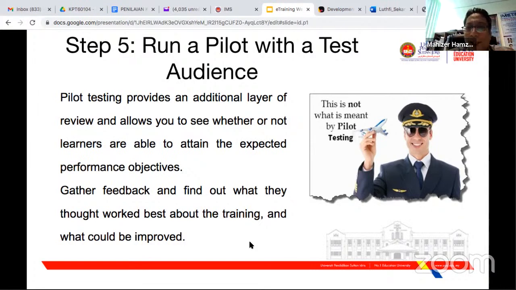For example, if the e-training you make is related to e-orientation. For example, you come up with e-orientation, whereby the orientation is for new students. Because of the pandemic, the students cannot come to the campus, and you would like to do the e-training on e-orientation. Orientation, basically e-training, but for orientation.